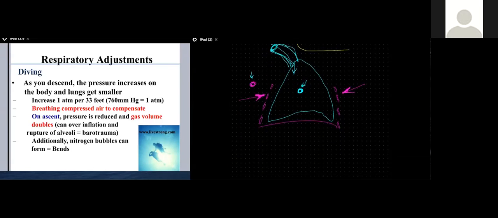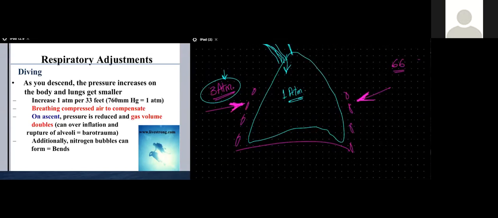What if I'm diving? If I'm diving, I'm adding to the atmospheric pressure. Let's say I travel down 66 feet under sea level. What's going to happen underwater? Now the pressure is 3 times the normal atmospheric pressure, so it's 3 atmospheres. Inside my lungs, I still have the sea level pressure, which is 1 atmosphere. Outside you have much greater pressure than inside, so as a result, the chest is going to be compressed and collapsed.